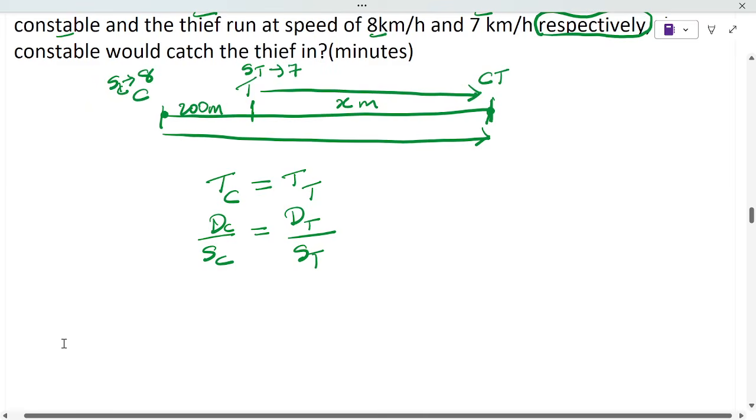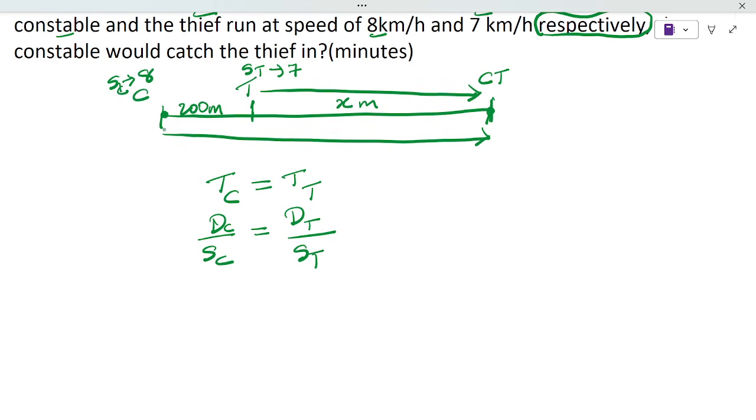Okay, now what will be the constable's distance? The constable has walked, that means 200 meter plus x meter. 200 meter plus x meter divided by speed of a constable, which is 8 km per hour, is equal to distance of a thief, which is x meter, divided by speed of a thief, which will be 7 km per hour.